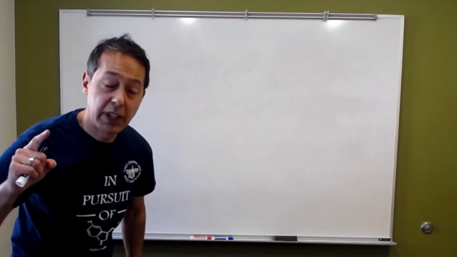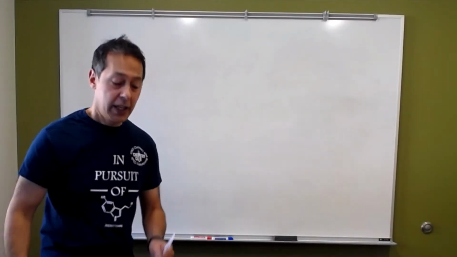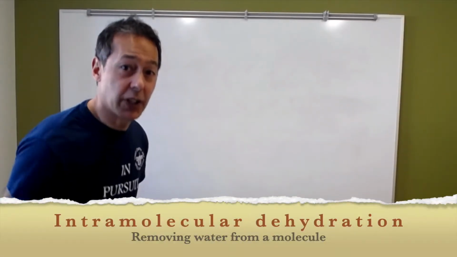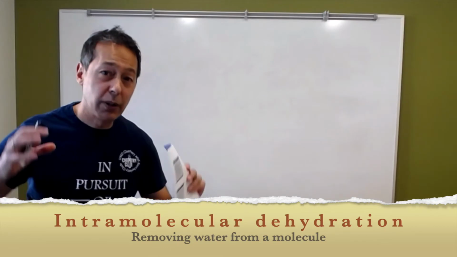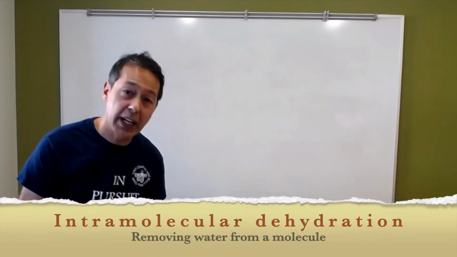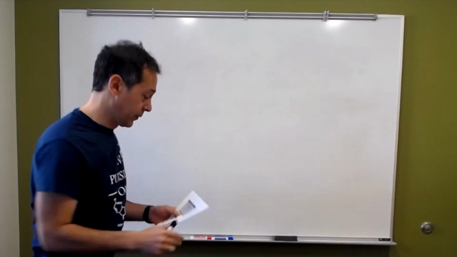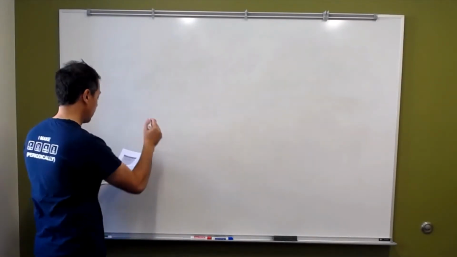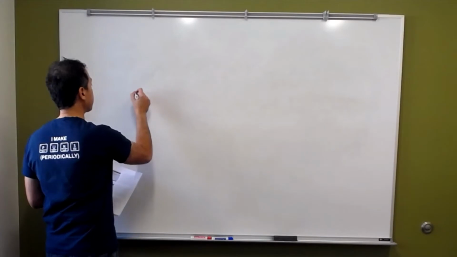Another type of chemical reaction with alcohols is an intermolecular dehydration reaction. And what does that mean? Intermolecular means within one molecule. Dehydration means removing water. An example of this is if we have a 3-carbon alcohol, such as propanol.